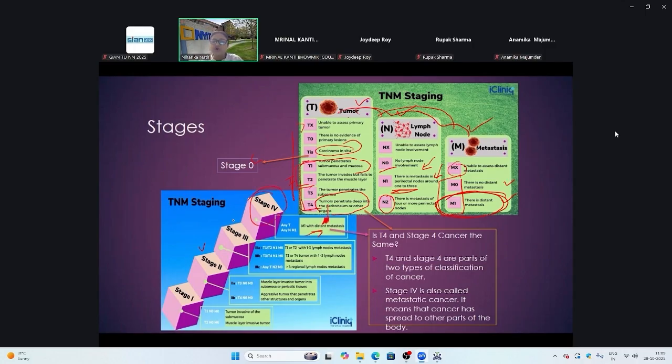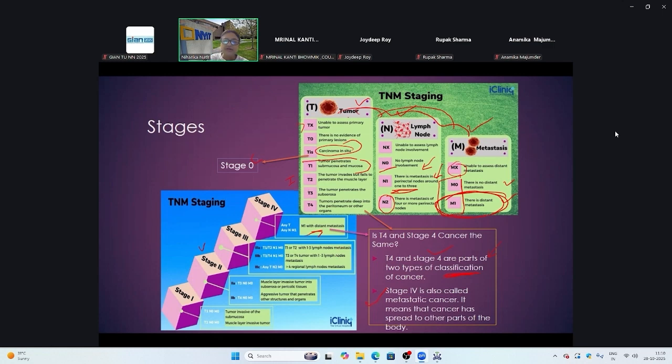So is stage 4 and T4 cancer the same? Well, T4 turns out to be the same in some ways. T4 and stage 4 are really parts. They're just different ways of explaining this whole classification process, the whole staging process. So a stage 4 will be called metastatic cancer. And the reason it's called stage 4 is because it has already spread, period.